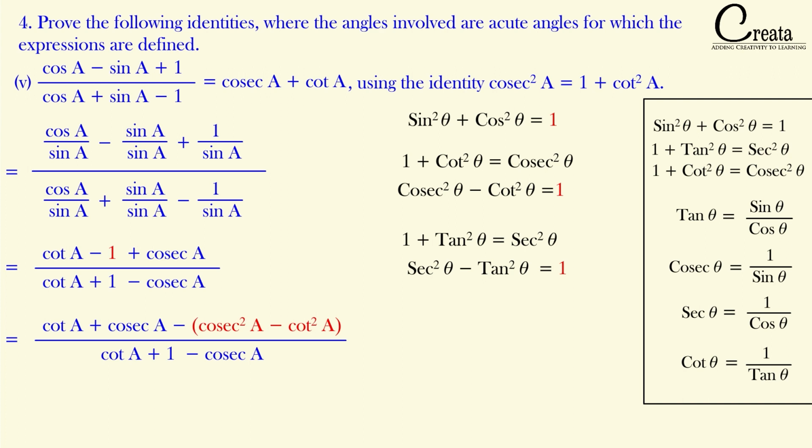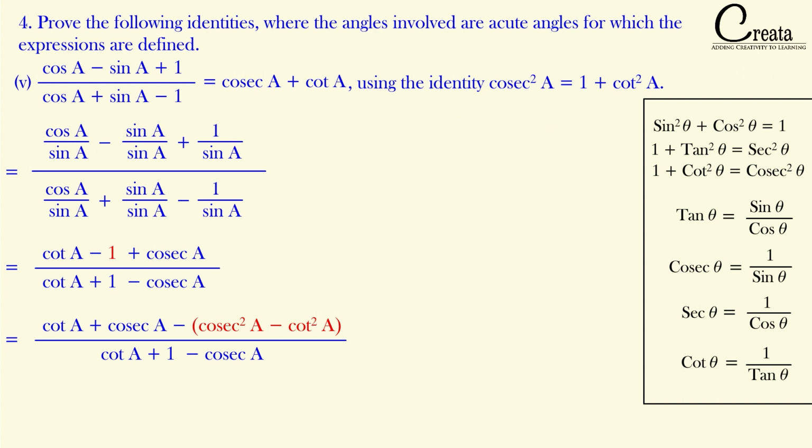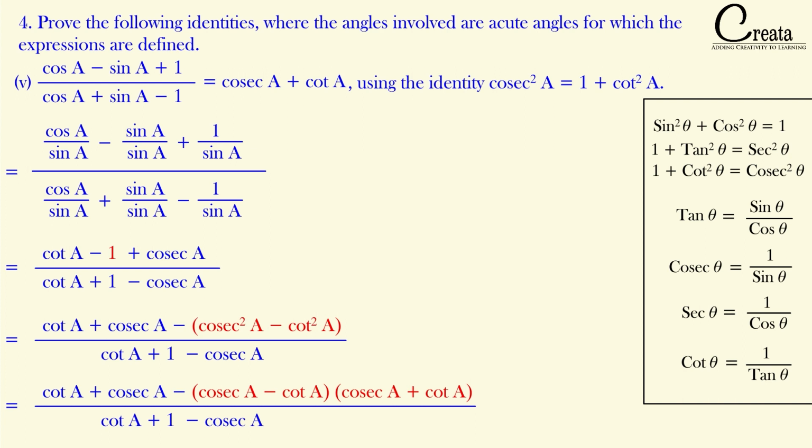Got it? Here we have replaced 1 with cosec square A minus cot square A. Further, this is resembling a square minus b square, cosec square A minus cot square A, which is (a minus b) into (a plus b).